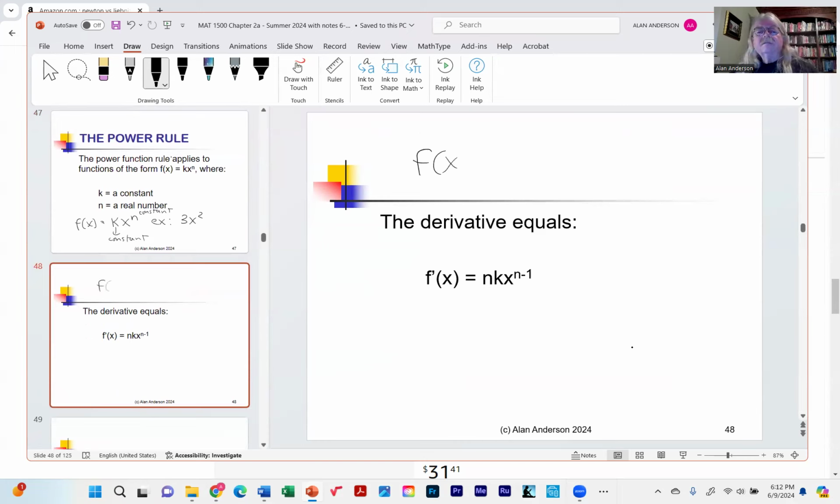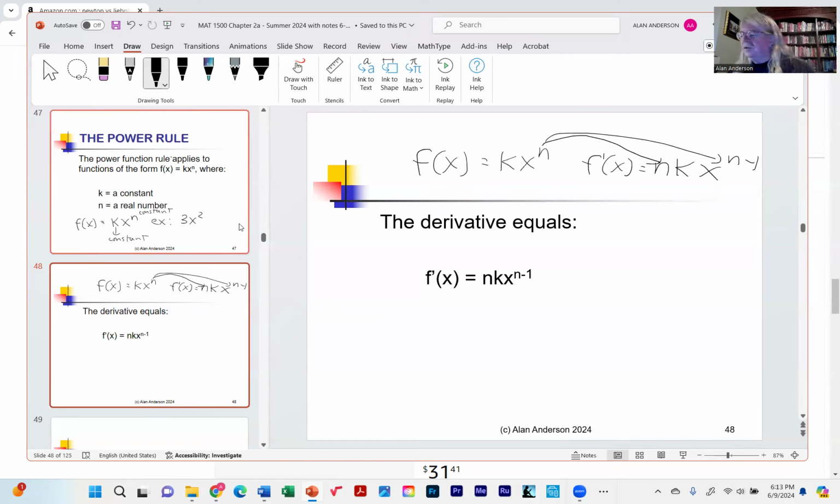And so it turns out that the derivative is pretty straightforward. What you're basically doing is you're multiplying this entire expression by the n, and then you're subtracting 1 from that n. Okay, actually, let me do it like this. So that n is this exponent, and then this is simply n minus 1.